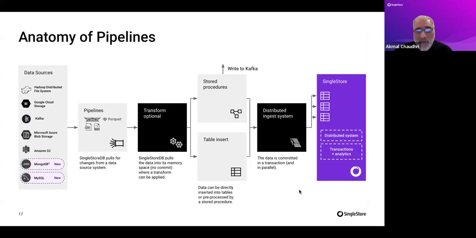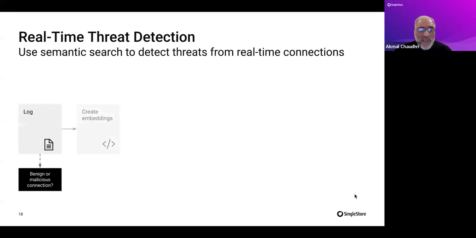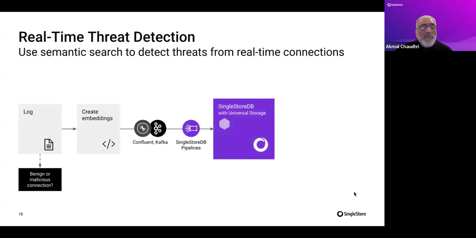An actual example of that, which I mentioned a little bit earlier, was this real-time threat detection, which follows this style here. We have these events which are benign or malicious. We create the embeddings for these on the fly, and then we are using Confluent, as was the case, to ingest the data using pipelines, analyze that in SingleStore, and look for these matched attacks. So you can see that the general architecture and workflow here is very usable.